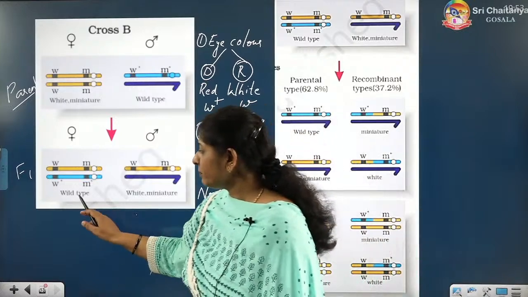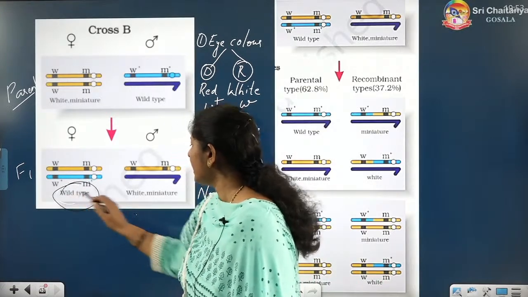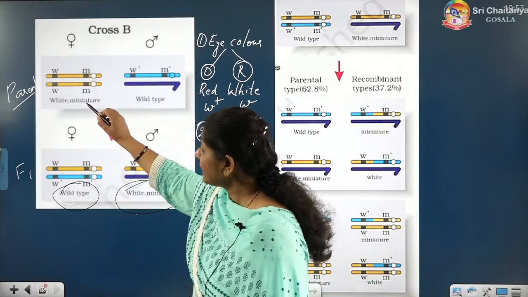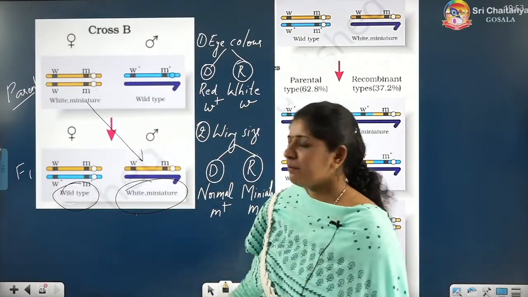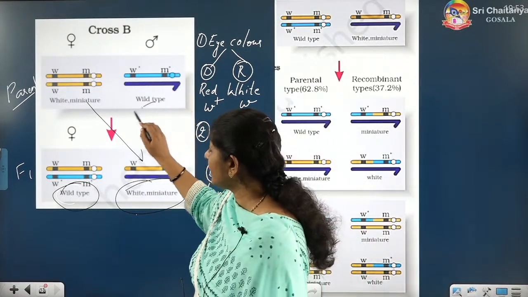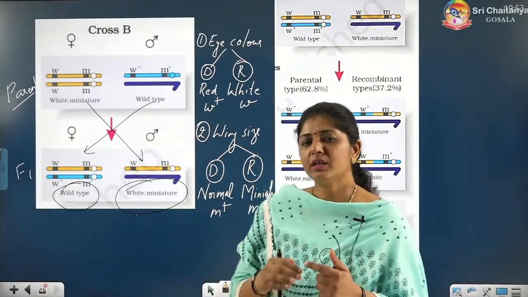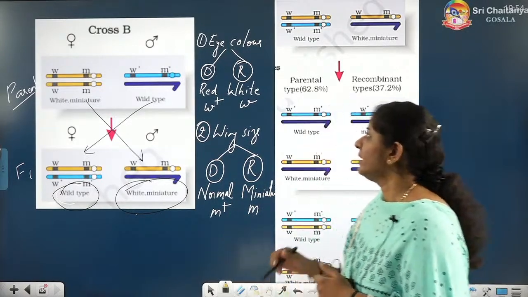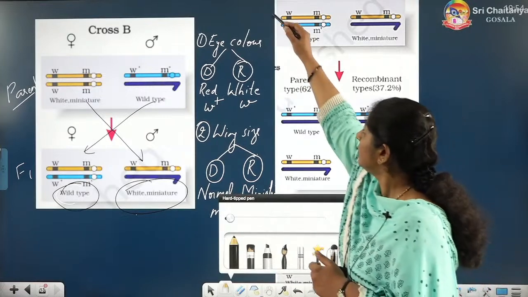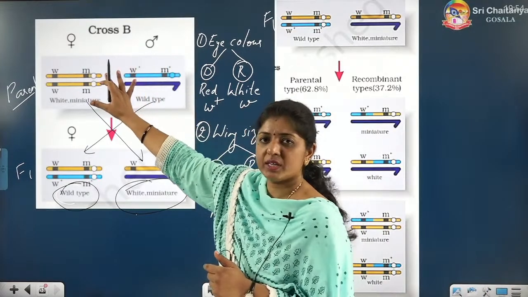So what type of F1 progeny? It will be wild, and it is having white and miniature. Can I say the female parent's characters are coming in the male progeny, and the characters of the male parent are coming in the female progeny? That is the main thing happening in the F1 generation. Now let's see the F2 generation. In F2, F1 becomes the parent for F2, but the ultimate parent will be this one only, from where we started.